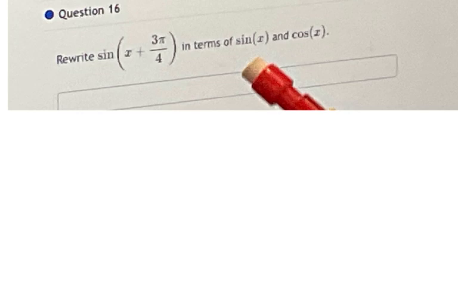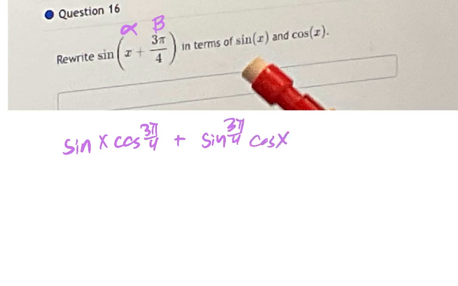So right here I'm adding in the argument. So this is my alpha, this is my beta. So I'm going to use the sum and difference formula. So sine of alpha plus beta is sine alpha cosine beta plus sine beta cosine alpha.